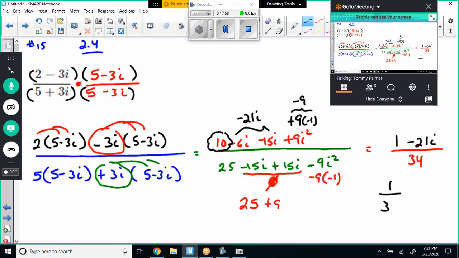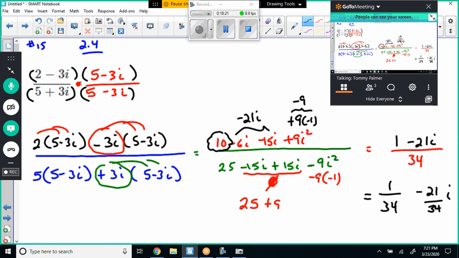Now, you can leave it like that, or what they're probably going to want you to do is split it. But make sure your fractions are reduced. Does that make sense? It's a lot of work just to get that i out of there.